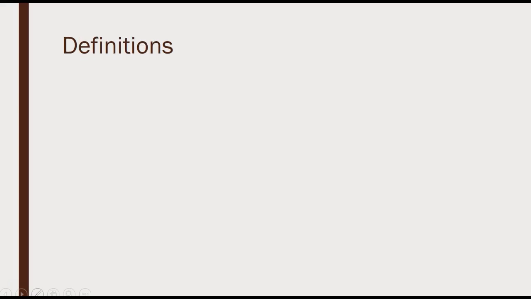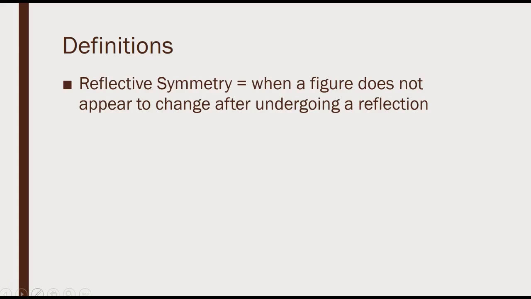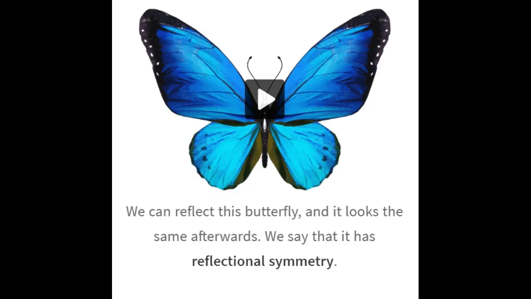Let's look at the definition. Reflective symmetry is what happens when a figure does not appear to change after undergoing a reflection. This can sometimes be hard to understand, so let's take a quick look at a brief example.